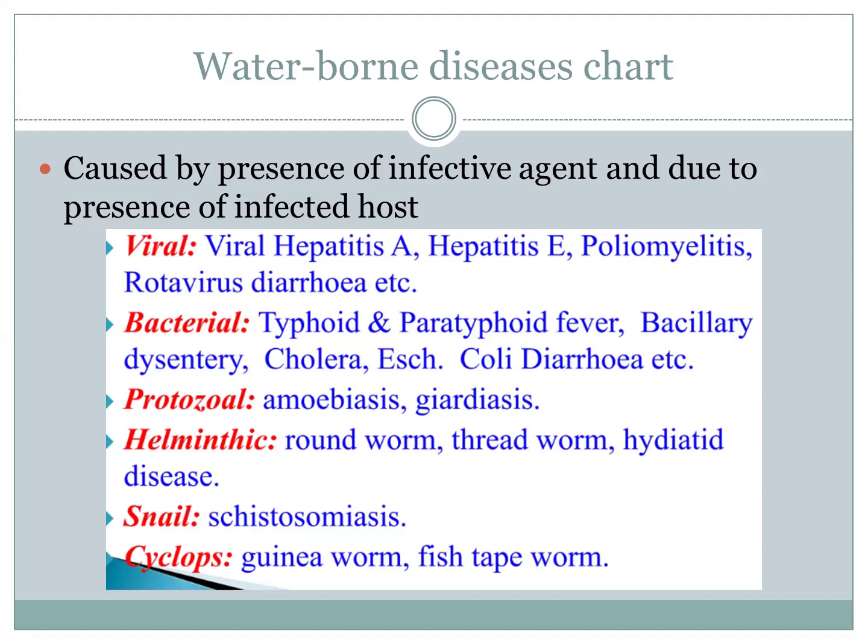Then there are helminthic diseases, which are roundworm, threadworm, hydatid diseases. These diseases are also responsible for a number of pathologies in humans. For example, anemia is also commonly caused due to these helminthic organisms, and the hydatid disease colonizes the liver of a person, and it is responsible for formation of hydatid cyst in the liver.